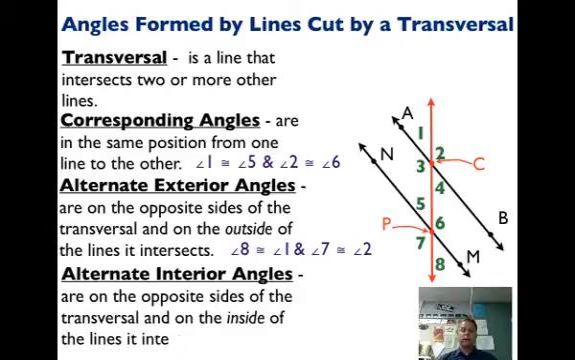Then we have alternate interior angles, which are going to be on the insides of the lines. So that means we're talking about angles 3, 4, 5, and 6, and again, opposite sides of the transversal. So if we say 3, it's got to be on the inside and on the opposite side. So that's going to be 6, 3 and 6. And you both notice that they're both obtuse. They're going to look alike. So what would be the alternate interior for 4? Hopefully you got 5.